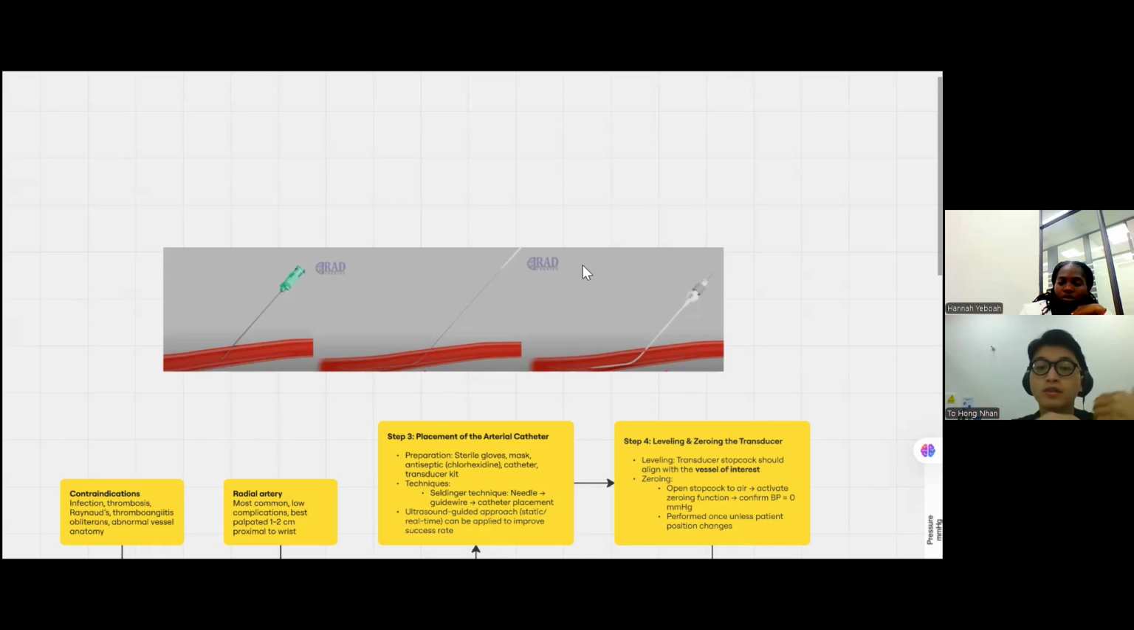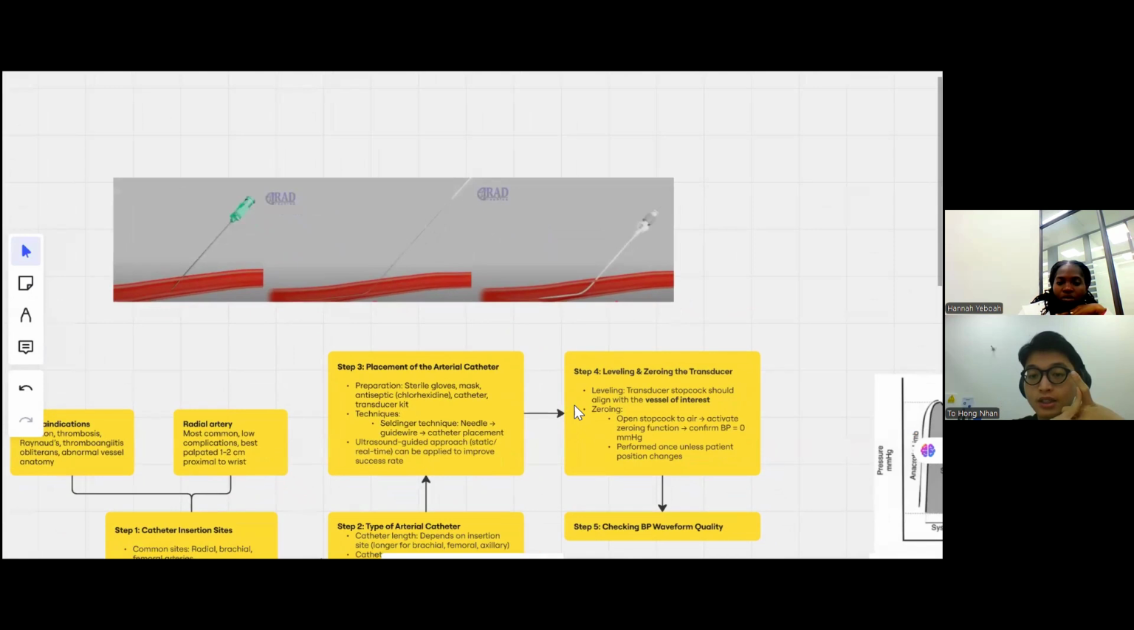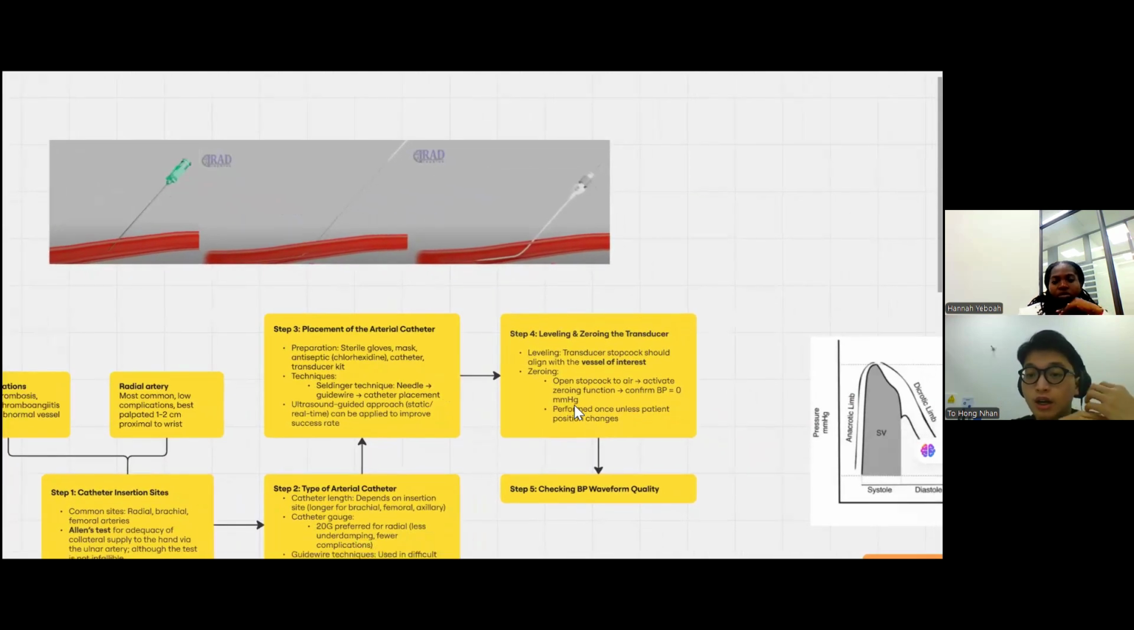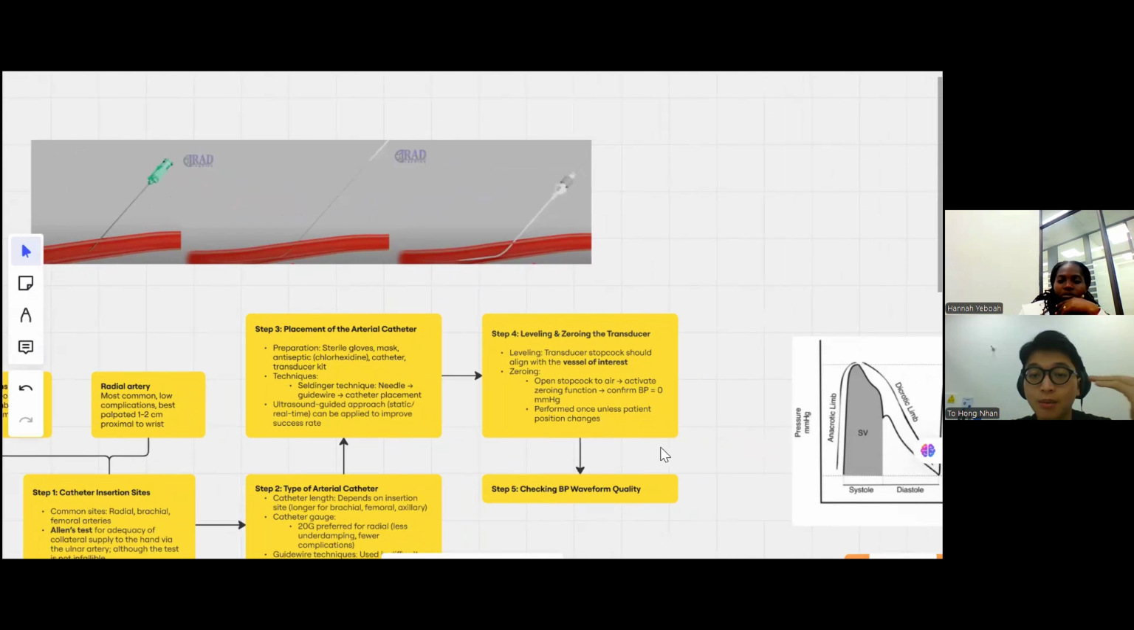Then, after the arterial catheter has been established, we go to modifying the transducer. In the transducer, there are two steps or two words that we need to consider. The first one is leveling. So what is leveling? Basically, we set up the transducer position aligned to the vessel of interest at the same level so that it's not going to cause any difference in the data that we record.